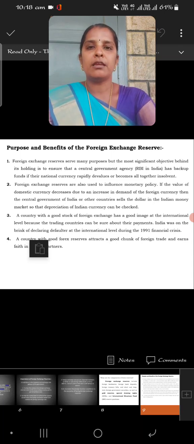So these are the main benefits and purposes of having foreign exchange reserves.